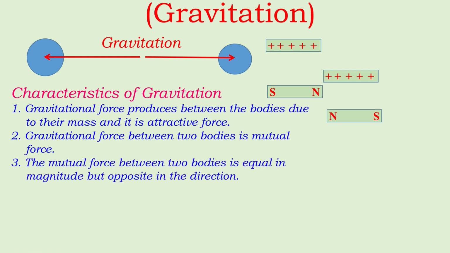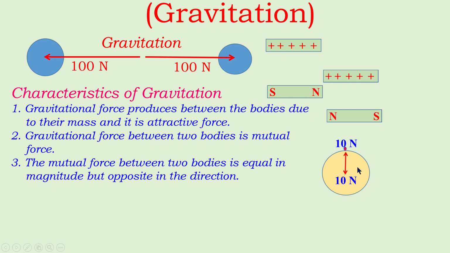Okay, now next, the mutual force between two bodies is equal in magnitude but opposite in direction. What does it mean? Let's say the first one attracts the second one with a force of 100 Newton. Then the second one also attracts with the same force of 100 Newton. Whether the second one is smaller than the first or bigger than the first, the mutual force between two bodies, which is known as gravitational force, is always equal. Its magnitude is equal, but they act in opposite directions. We can take another example also.